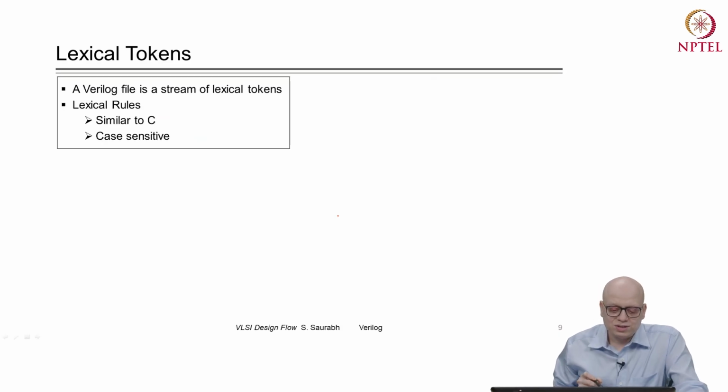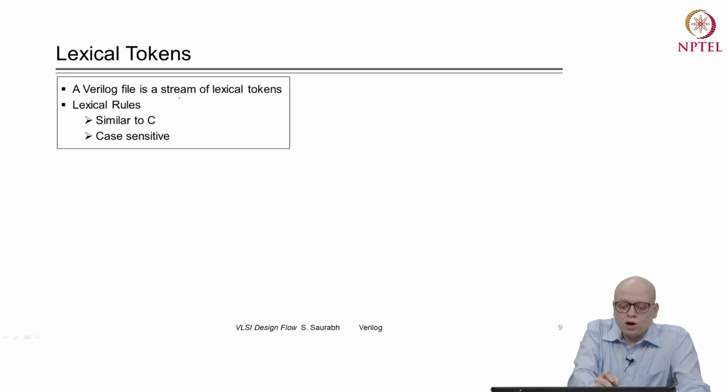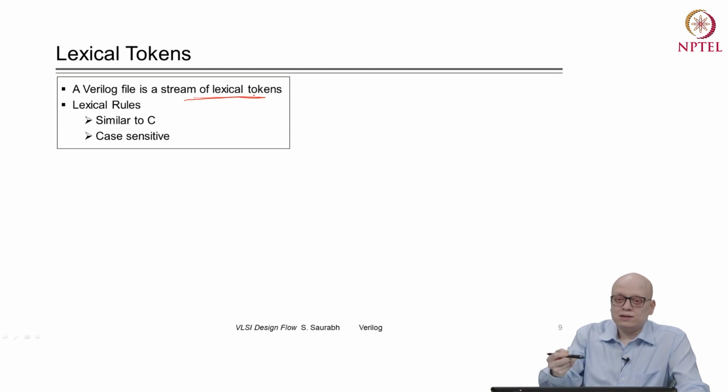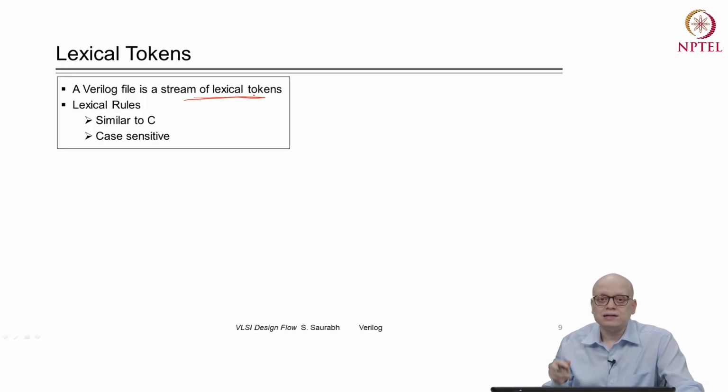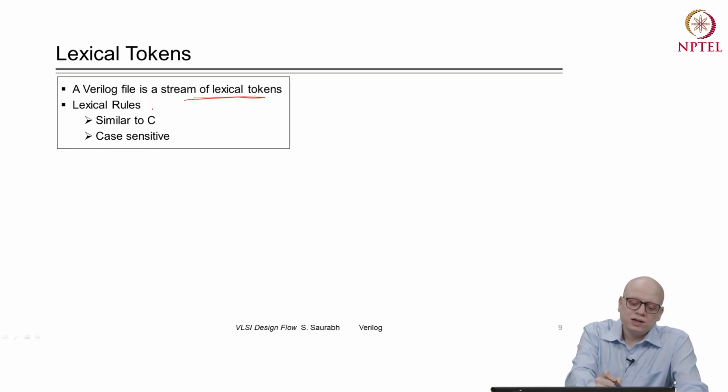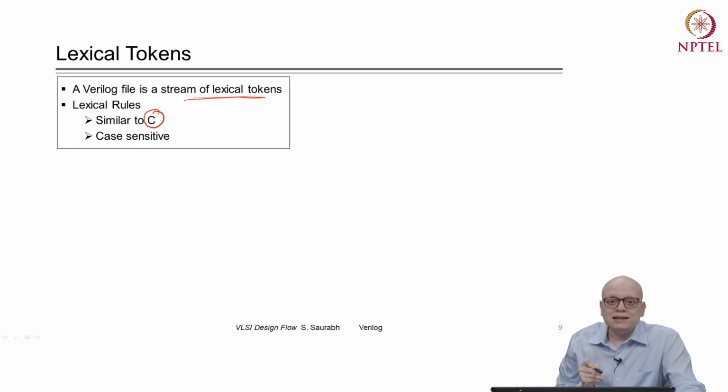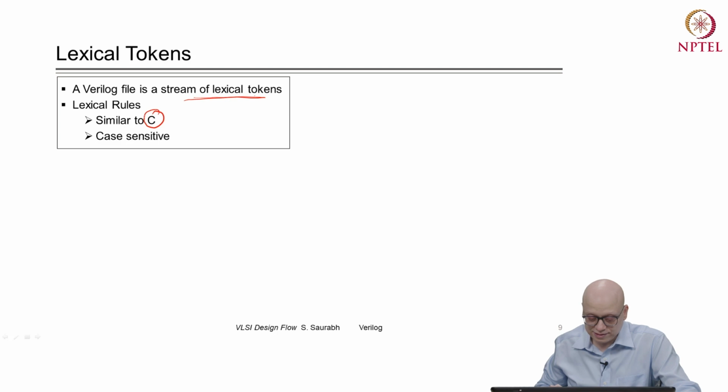The Verilog language considers an RTL file, or a given file, as a stream of lexical tokens. If there is a file, it contains words, characters and so on. Verilog considers it as a stream of tokens, and the rules for what the lexical tokens are, are similar to the C programming language. Another point we should note is that the Verilog language is case sensitive.